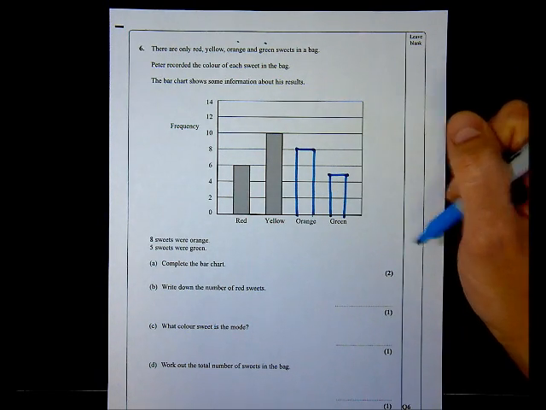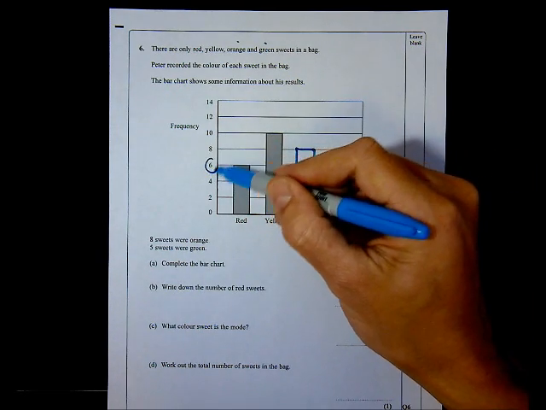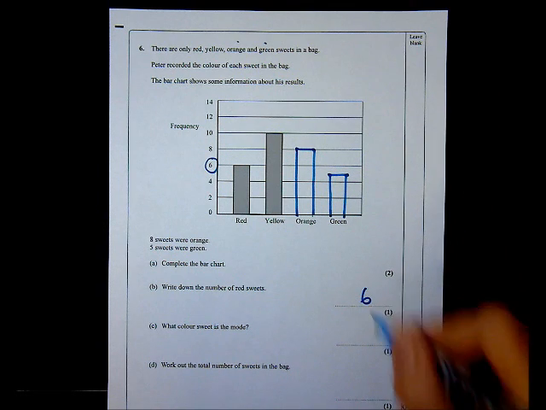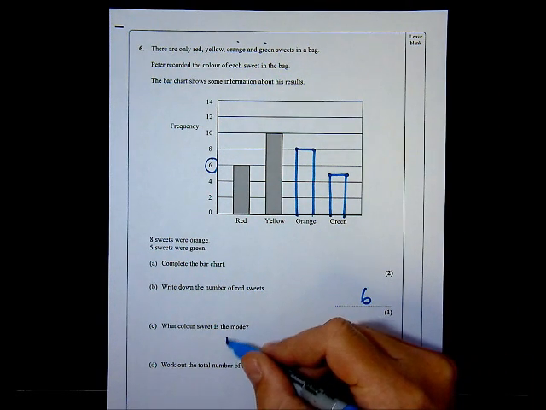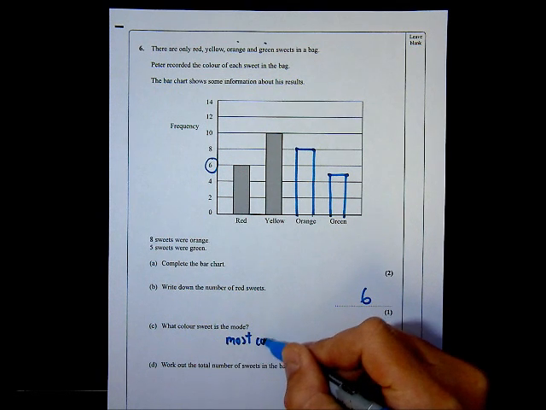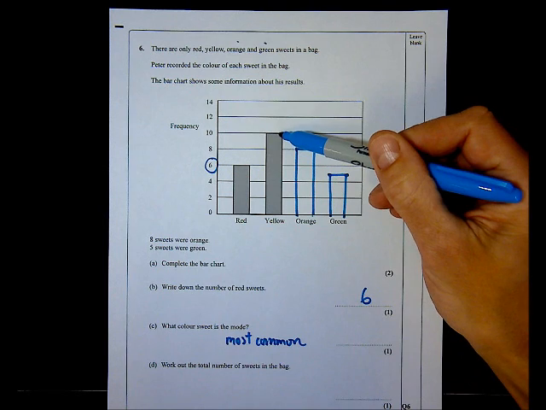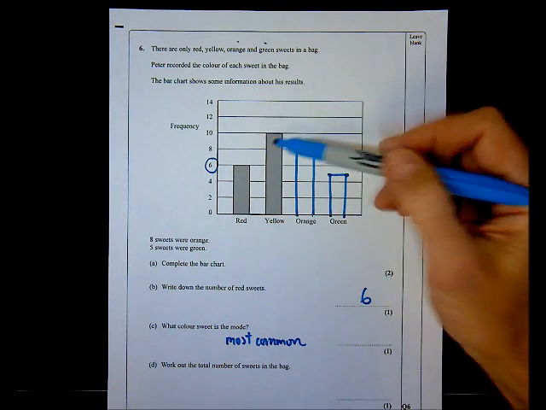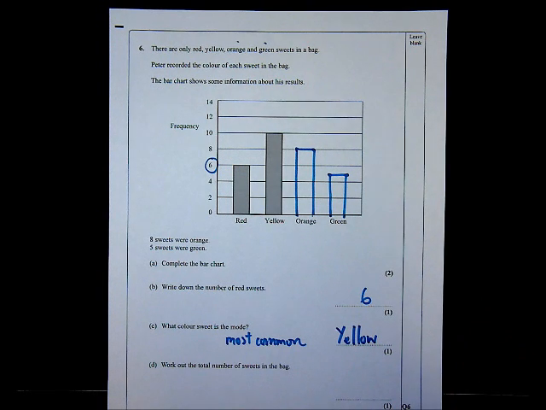and that'll get me 2 marks. Part B, I'm asked to write down the number of red sweets, which is given there as 6. And in part C, I'm asked what colour sweet is the mode, and mode is the most common. So I'm looking for the colour of sweet that is the most common. I can see from the bar chart that would be the colour with the highest frequency, which is yellow, making sure I write down yellow and not 10 for frequency.